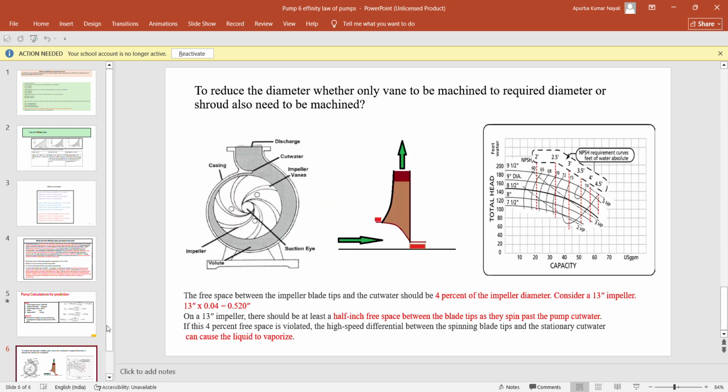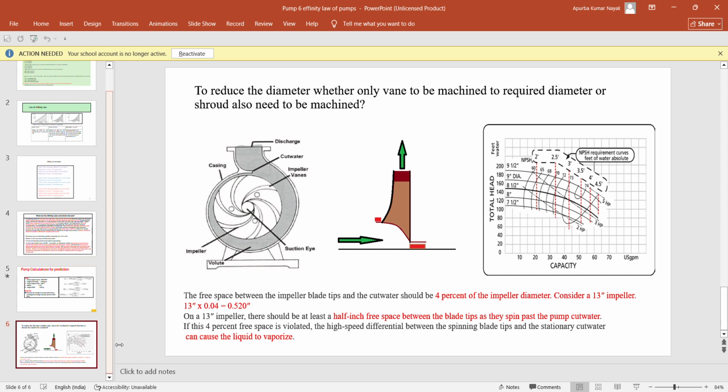When you are taking a decision to increase the capacity, then you can think of either diameter change or RPM change, but you can combine it also. So your RPM change will be minimum, and diameter change also will be minimum. But when you are cutting the diameter, what will happen?